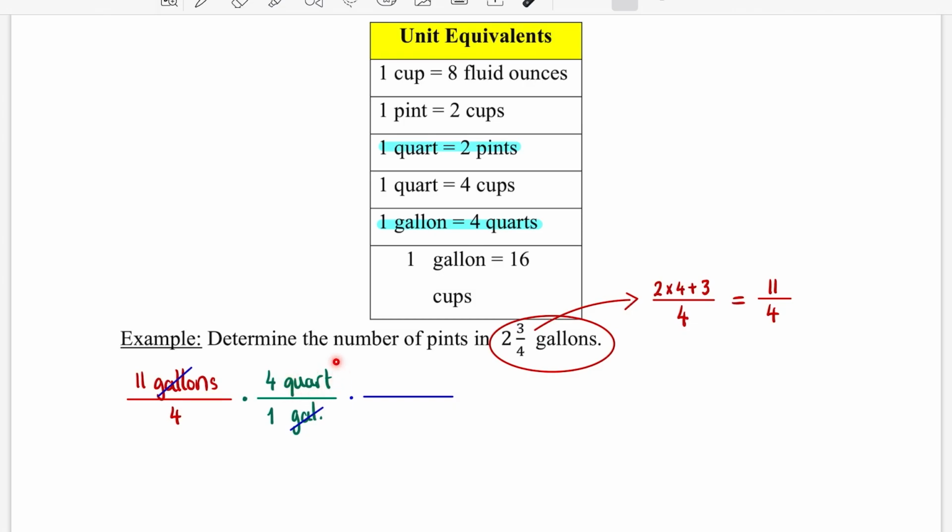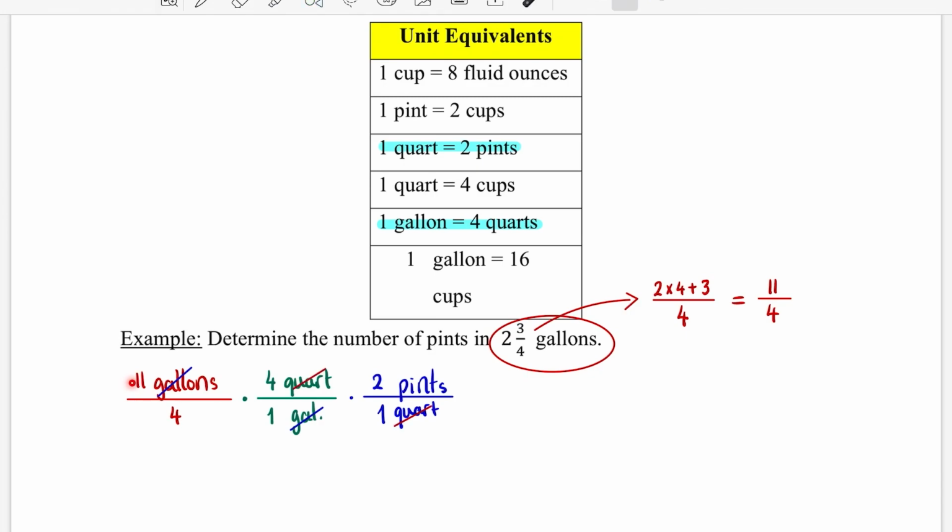So I have quart here in the numerator. In order to cancel this out, I have to have quart in the denominator. And I want to convert from quart to pint, so pint should be in my numerator. And from this table, I know that 1 quart is equivalent to 2 pints. So this blue fraction is 1 because 2 pints is equal to 1 quart. If I take 2 pints divided by 1 quart, this is 1. And from here, quart is canceled out.